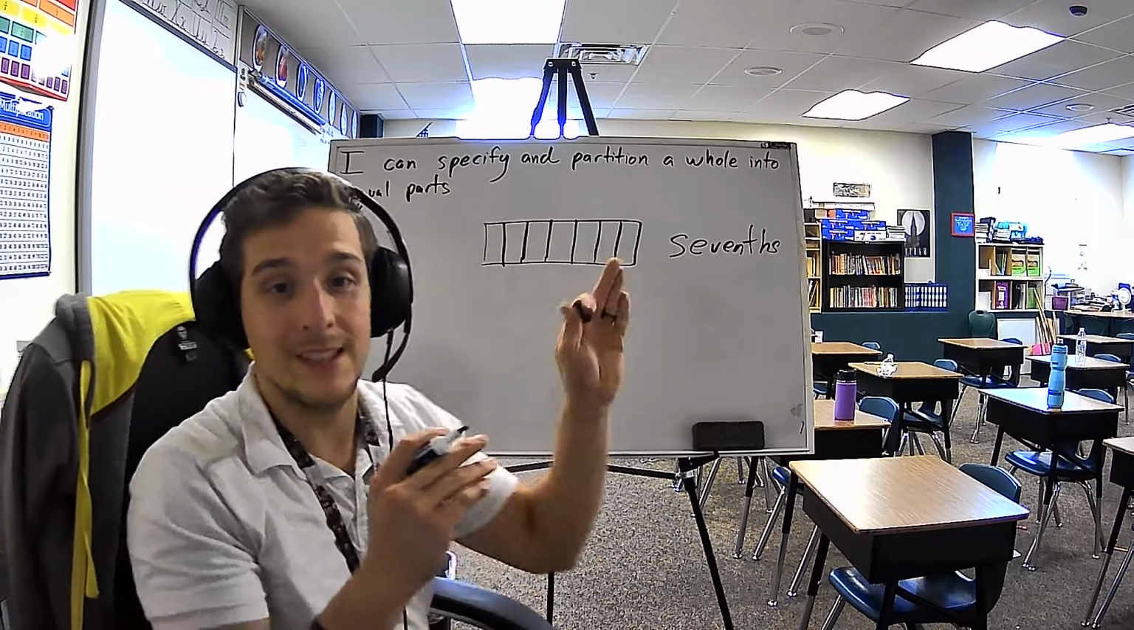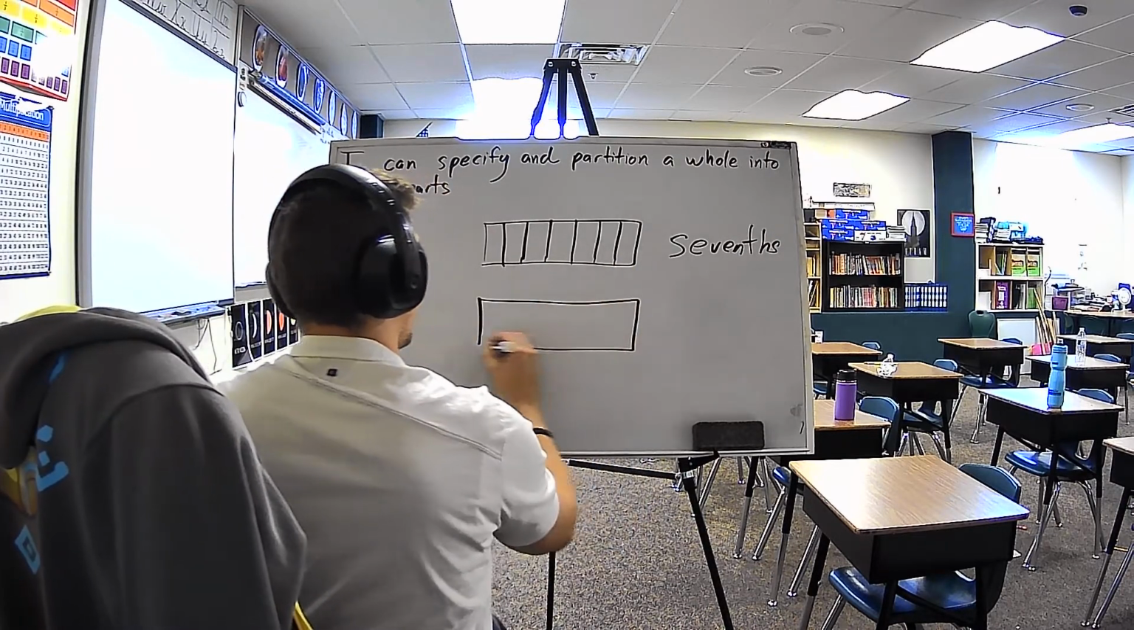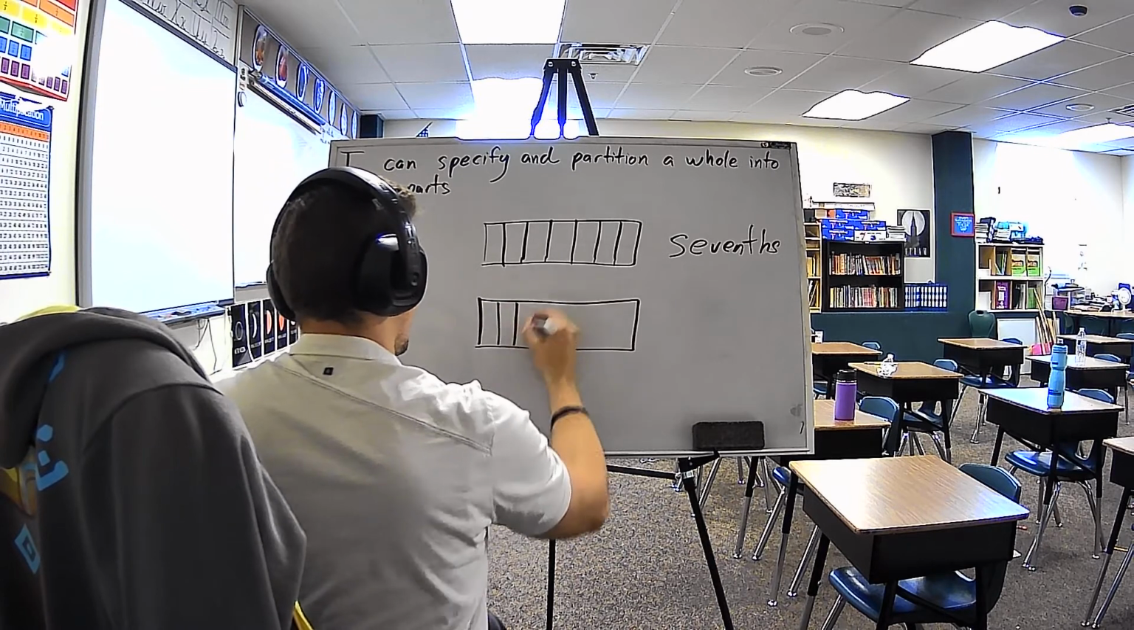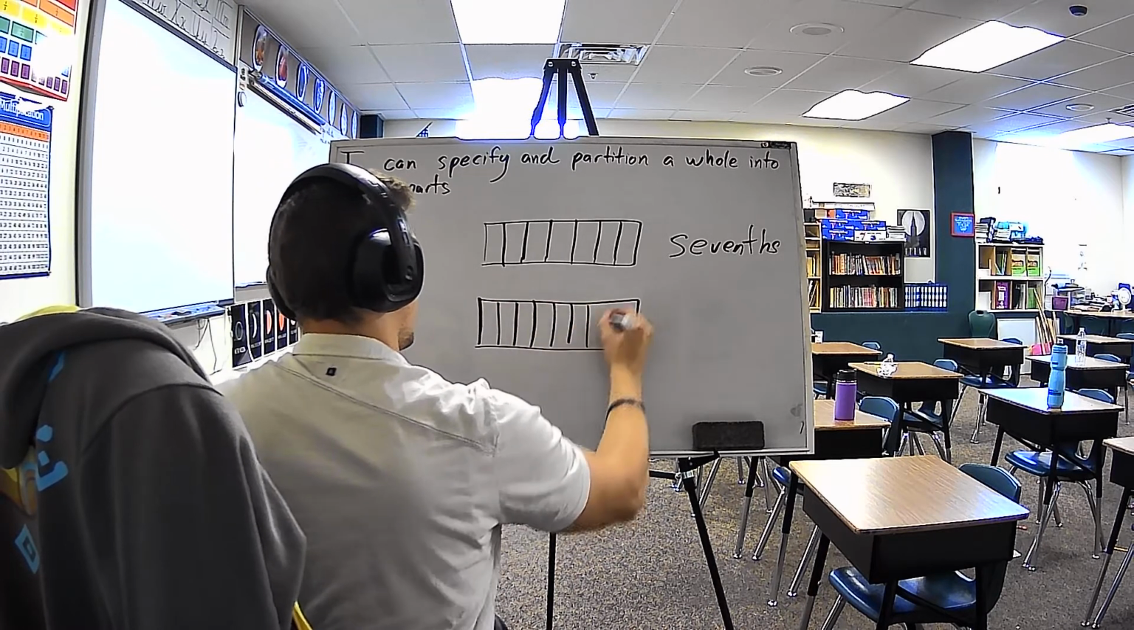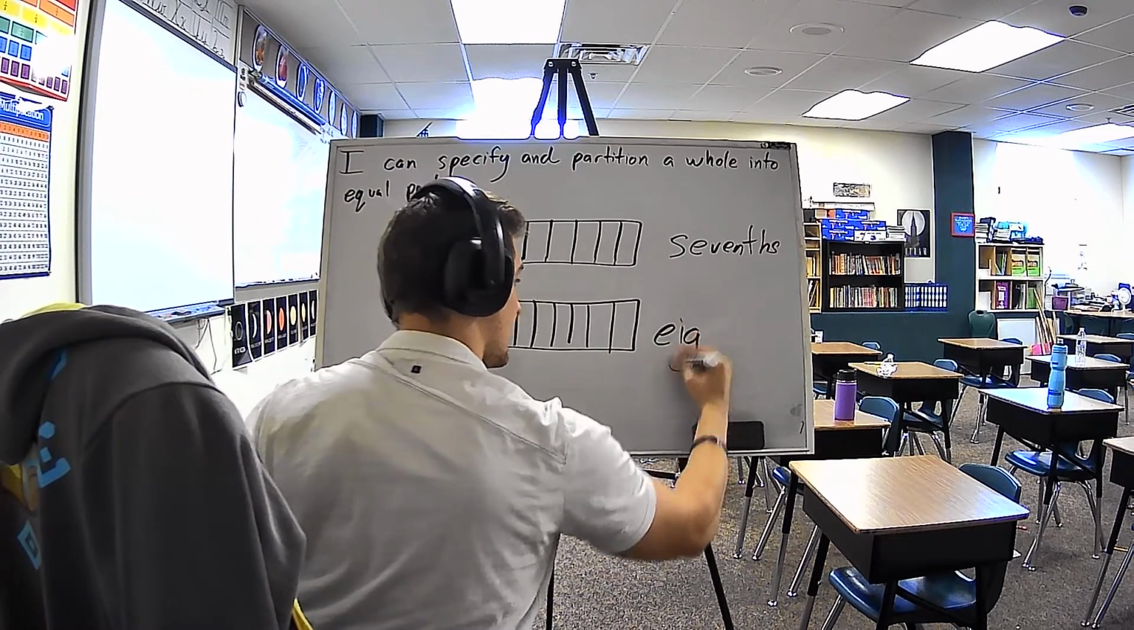We're in the unit of sevenths. So if I have that same chocolate bar or an identical one here, I cut it into, let's say, 5, 6, 7, 8 pieces, this would be eighths.